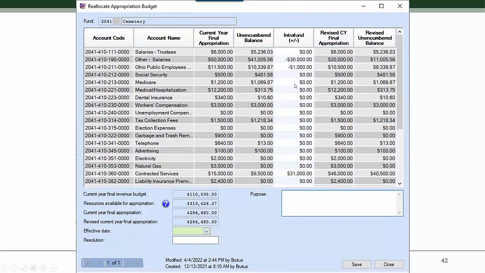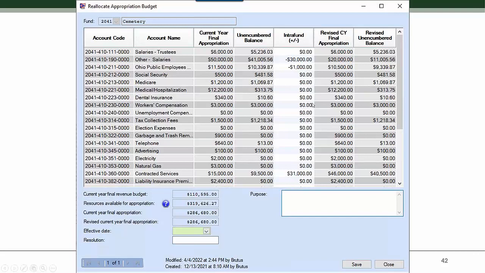So there's my numbers. I took $30,000 away from the salaries, $1,000 away from OPERS, and added the $31,000 to the contracted services account. And again, I'm going to put an effective date. If this is inside my legal level of control, and I can't see how it could possibly be. I mean, to be honest with you, according to the Ohio Revised Code, it's not. It's not in my legal level of control. So I know I'm going to get this ready for the upcoming meeting because they know they're going with a landscaper. Nobody's been hired, and I'm going to get this ready.